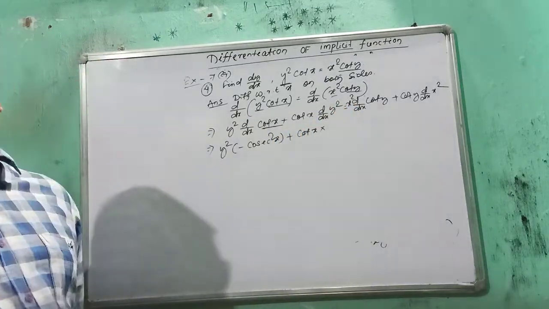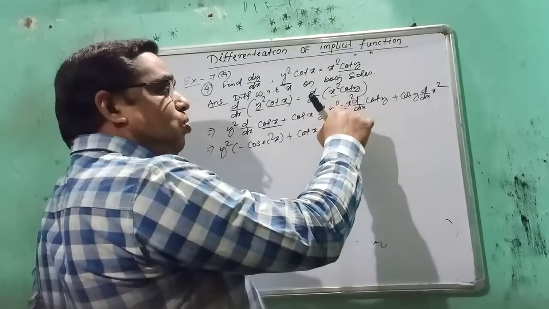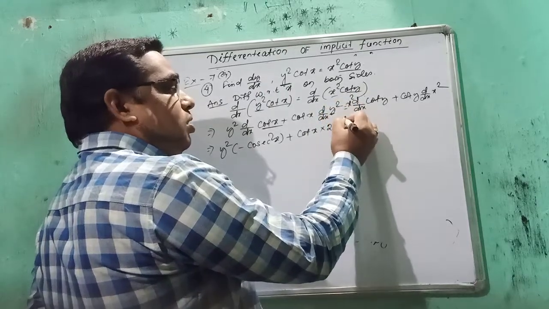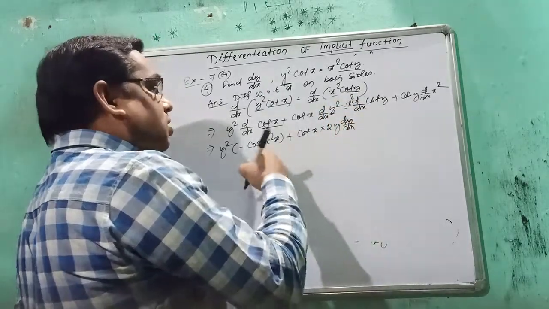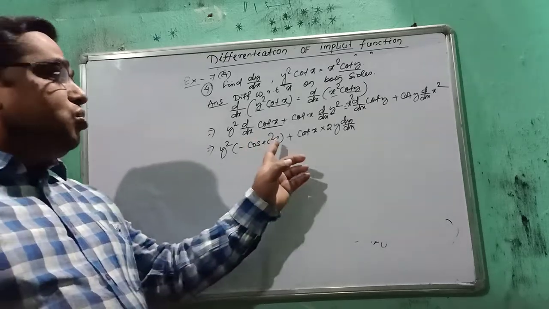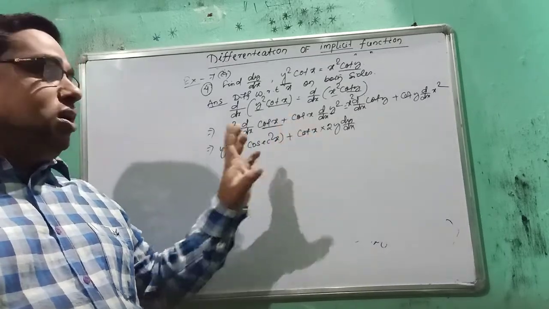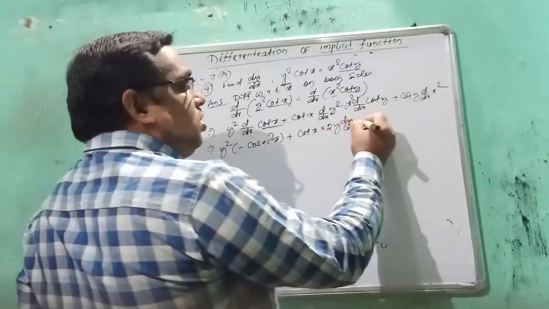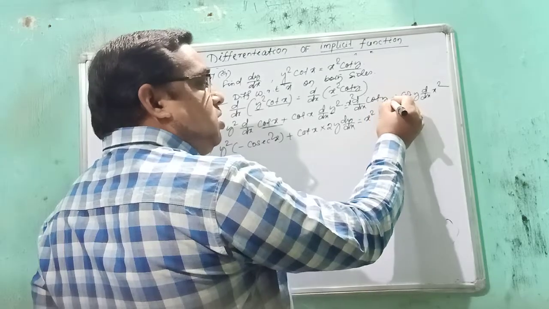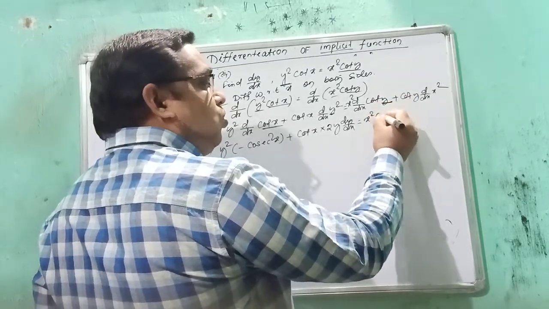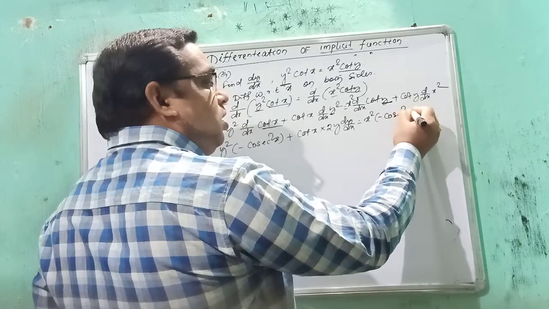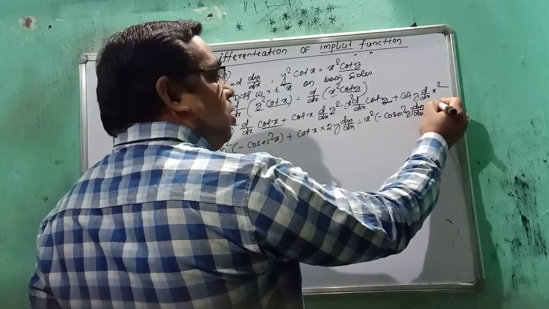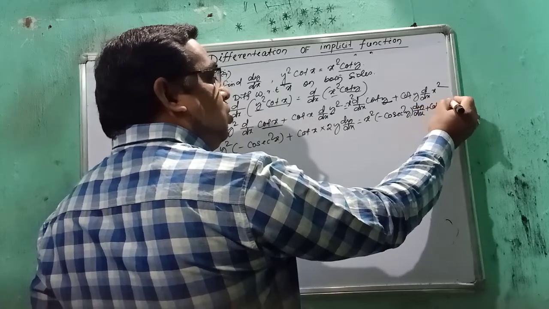What is the derivative of y square? You have to apply the chain rule. The y square derivative means 2y into the derivative of y, 2y into dy by dx. Here the cot x derivative is minus cosec square x into the derivative of x, which is 1, so there is no need to write it here. Then 2y dy by dx is equal to, here also x square cot y. For cot y, here also you have to apply the chain rule. The cot y derivative is minus cosec square y into the derivative of y, dy by dx, plus cot y into the x square derivative, which is 2x.